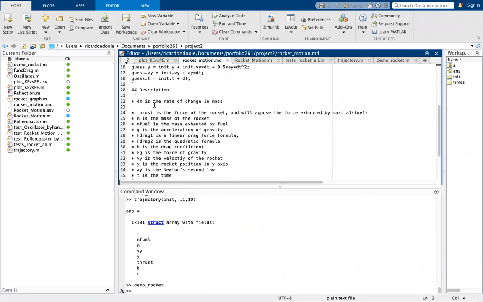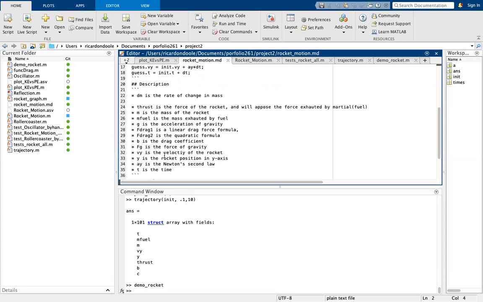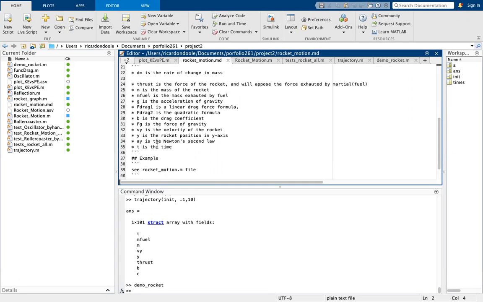This is DM, the rate of change in the mass. The thrust is the force of the rocket. The M is the mass, the M4 is the mass of the exhaust by 4, the G is the acceleration of gravity, the F drag 1 is the linear drag force, F drag 2 is the quadratic drag force, the P is the drag coefficient, the Fg is the force of gravity, the Vy is the velocity of the rocket, the Y is the rocket position, the Ay is Newton's second law, which is also called the acceleration. The T is the time.